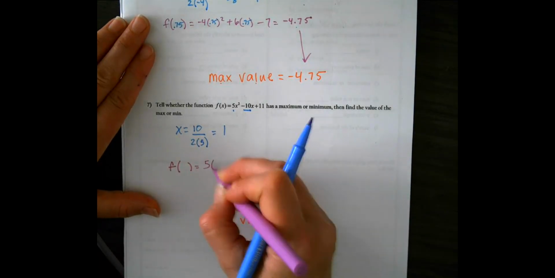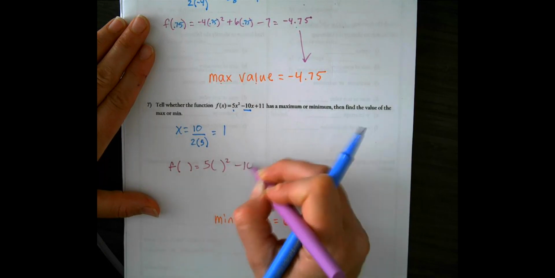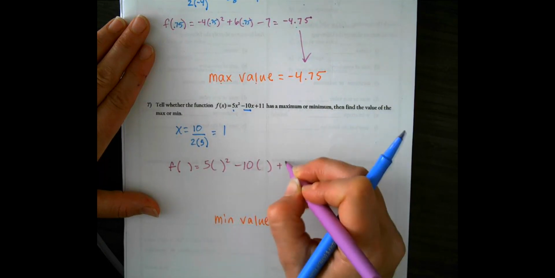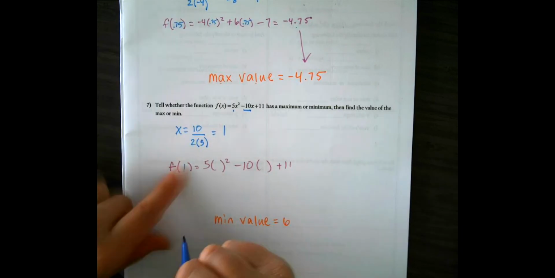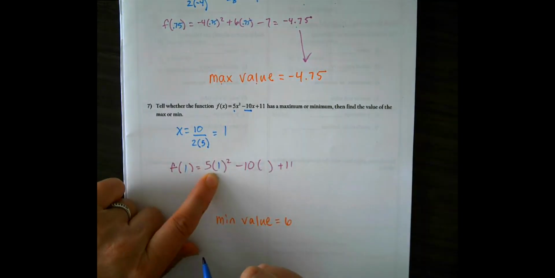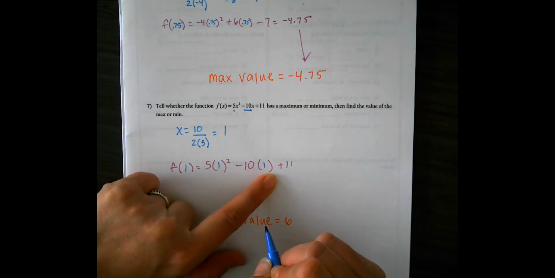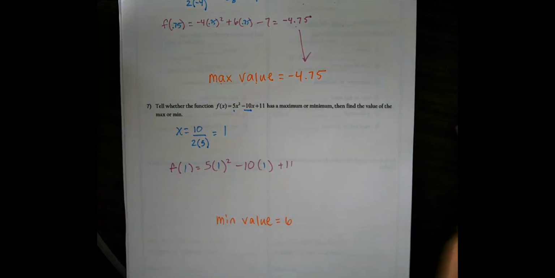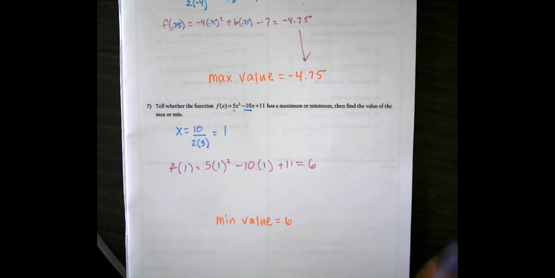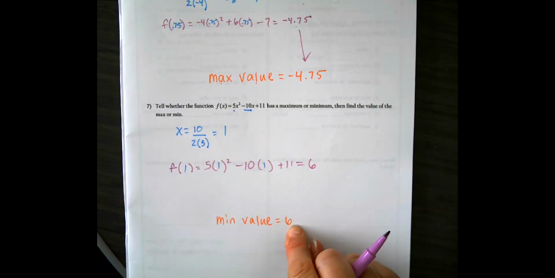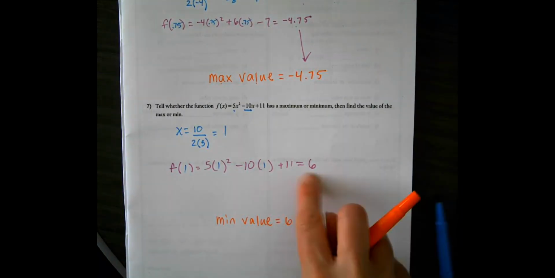So I'm going to do 5x squared minus 10x plus 11. I'm just going to plug in that 1. f of 1 equals 5 times 1 squared, that's 5, minus 10, which is negative 5, plus 11. And that gives me a 6 for my final answer there. It means the y value of my vertex is 6. That's how I get there.